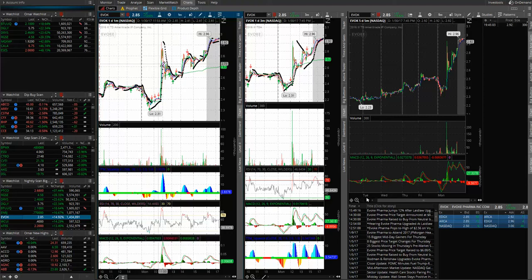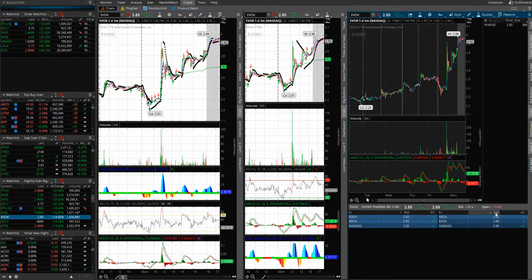EVOK is up. It went from 2, sold off at the open, down to 2.31. It's up, and after hours, it's currently trading at 2. If we look at the bid and the ask, it's between 2.85 and 2.92. Somebody just bought some shares at 2.92. This is definitely something that I'm gonna be looking at tomorrow.